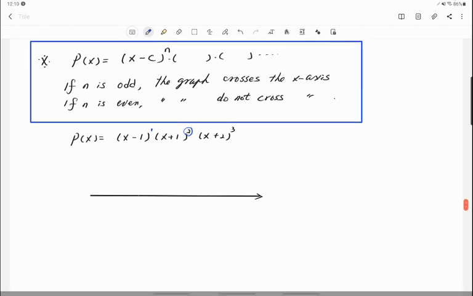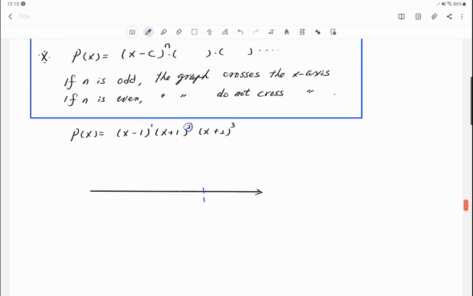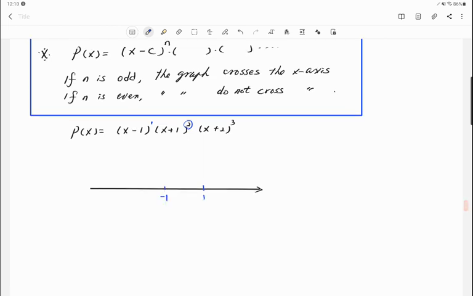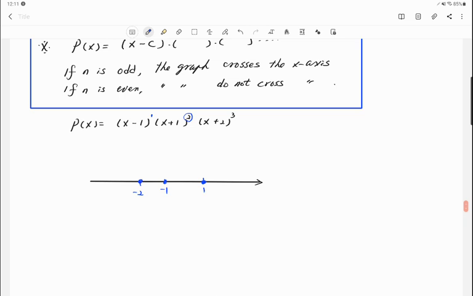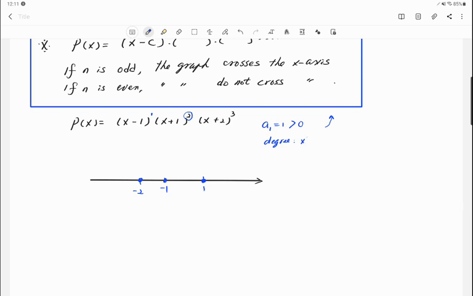Okay, so let's try this. In this case, the x-intercepts are 1, -1, and -2, right? These are the x-intercepts. And the leading coefficient is 1, that's positive, so the right end is up. And once you multiply everything, the degree will be x cubed times x squared times x, so it will be x to the 6th power. The degree is even, so it will have the same direction at both ends. All right, keep in mind this one.